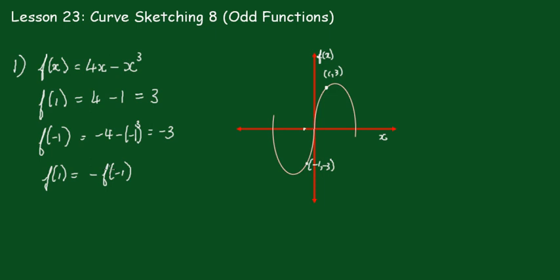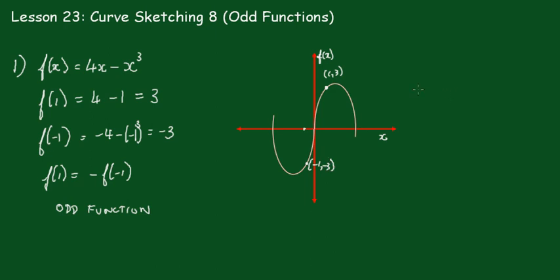Now, if that occurs, then you call this an odd function. In other words, when you put in a value here and you get, say, 3, you put in the -1, you get the sign will change, unlike the even function.